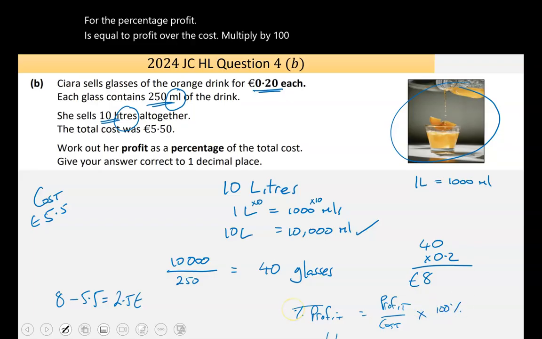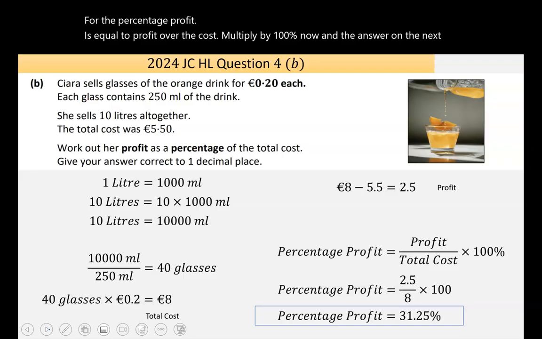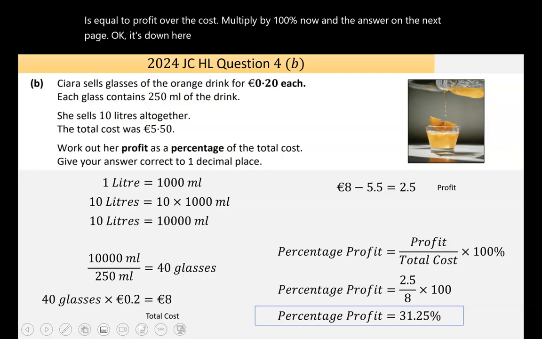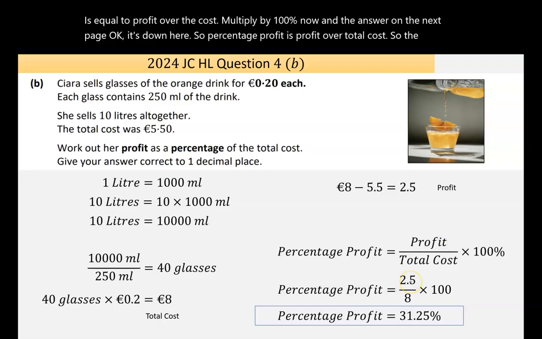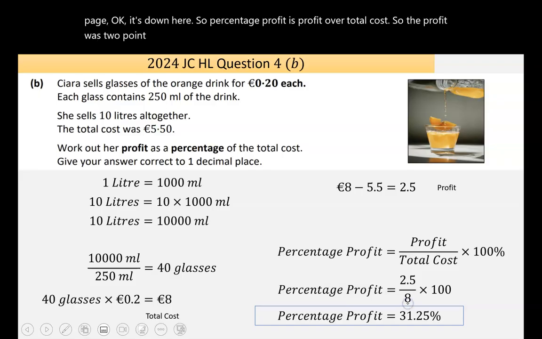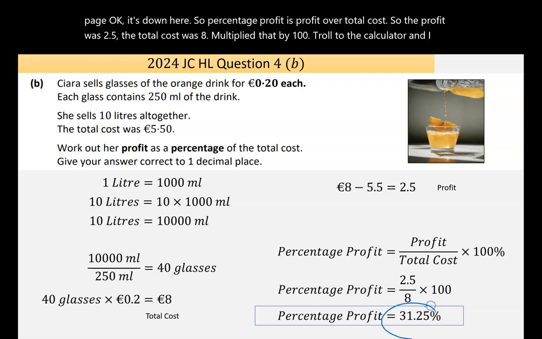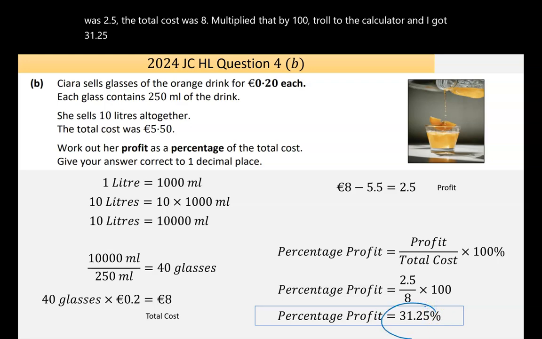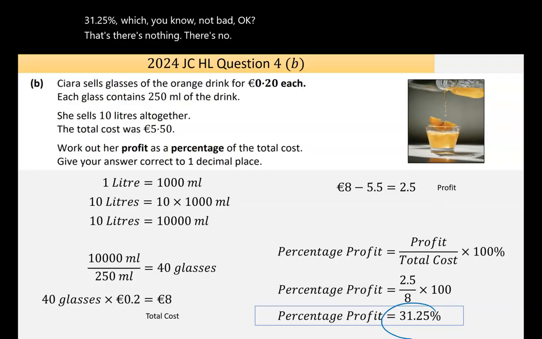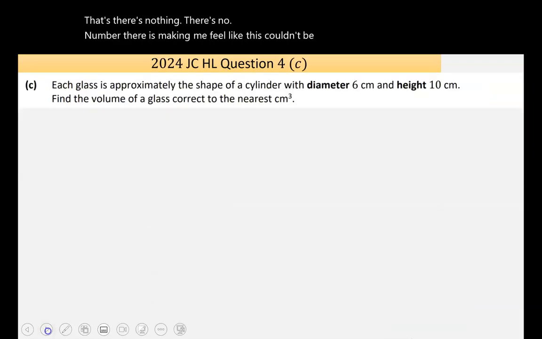And the answer on the next page, it's down here. So percentage profit is profit over total cost. So the profit was 2.5. The total cost was 5.5. Multiply that by 100, throw it through the calculator, and I got 31.25%, which is not bad. And there's no number there that's making me feel like this couldn't be right.